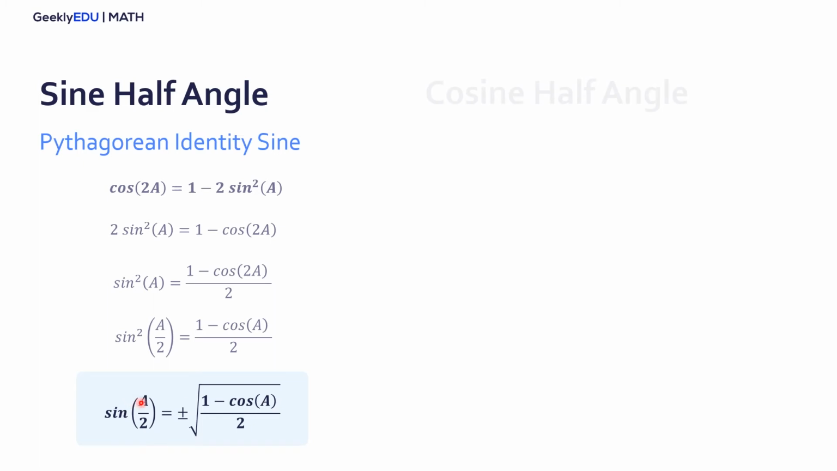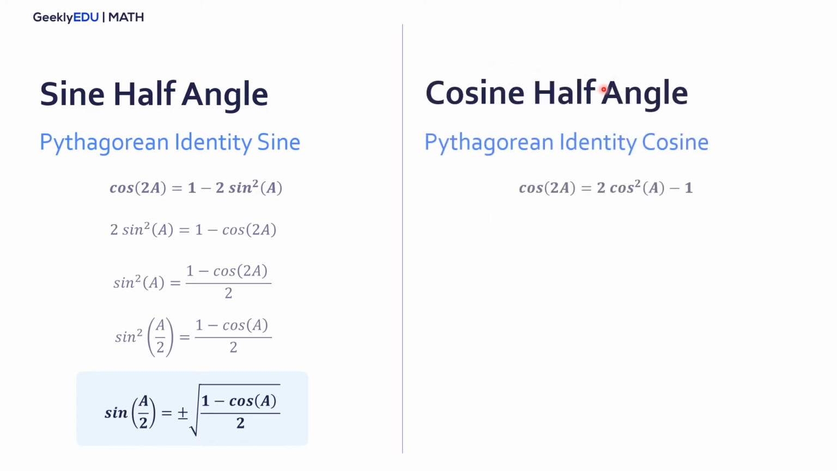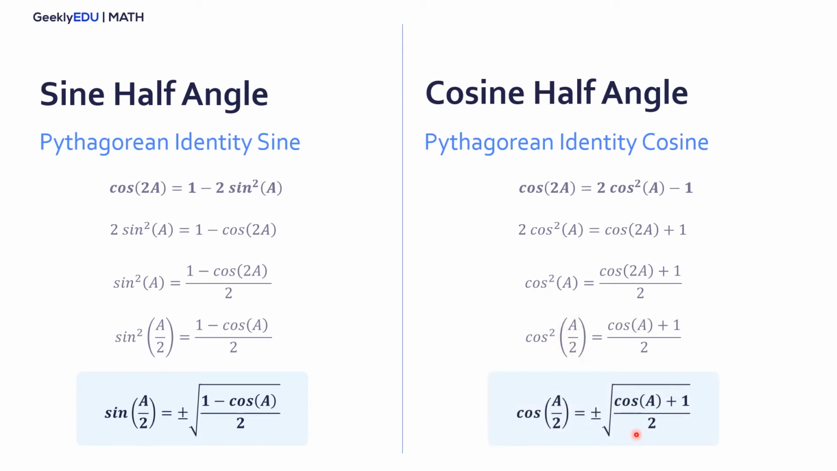Now for the cosine formula, we can use the Pythagorean identity again, but the one that correlates the cosine of 2a with the cosine squared of a. We can follow the same steps. We isolate the cosine squared of a, now I take the half angle, half of this angle here, and take the square root. And those are the formulas for the sine and cosine of a half angle.